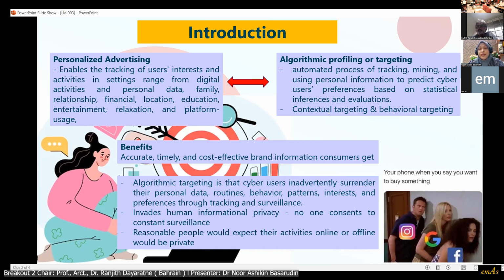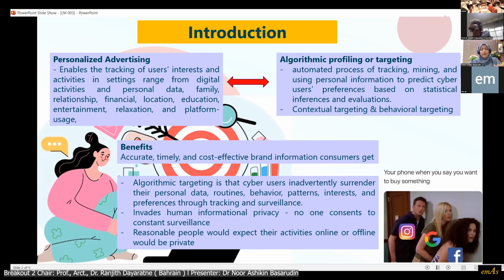So it can be in terms of contextual targeting and also behavioral targeting. For contextual targeting, normally they will see our likes on social media. Okay, they will see how we search, what we search on the Google search engine. And then for behavioral targeting, normally they will refer to what we have purchased previously, okay, in shops or in Lazada, or in other types of online shopping platforms.